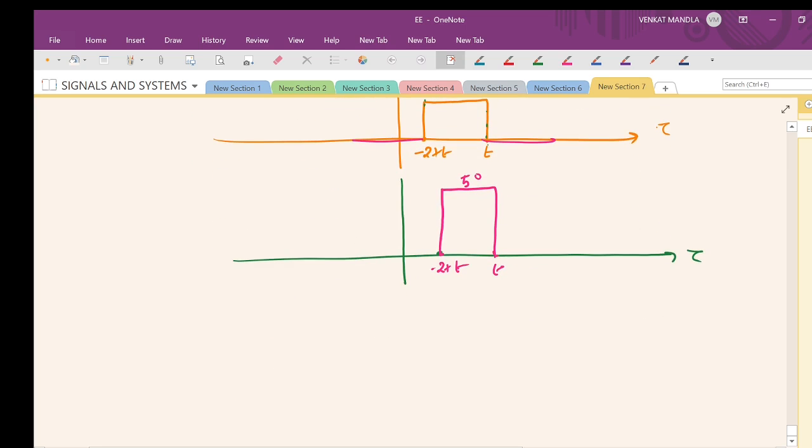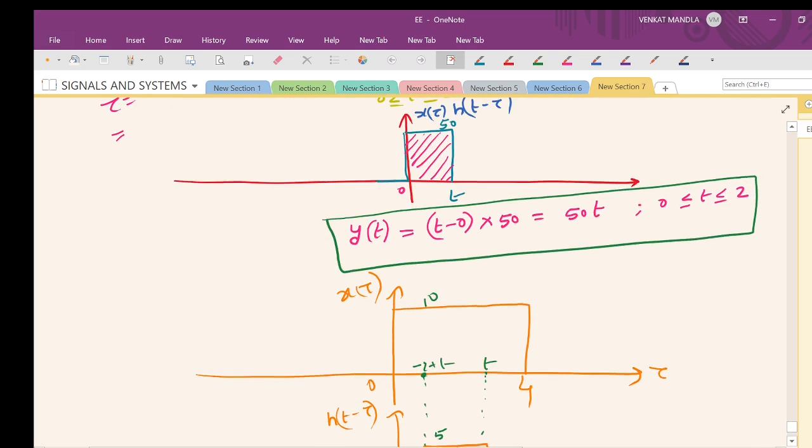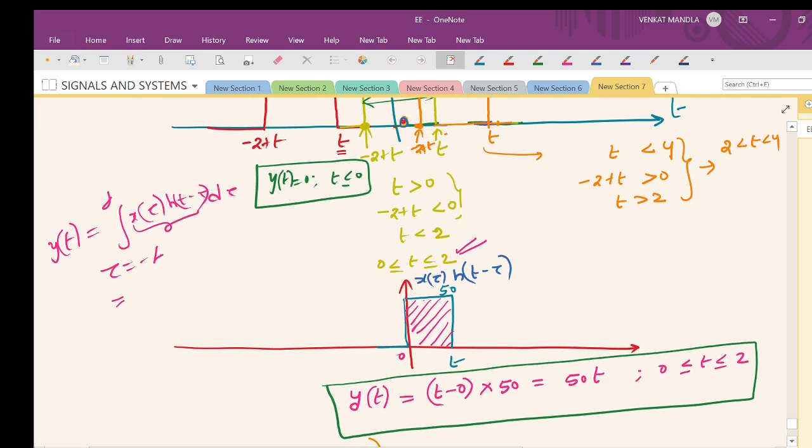Okay, so the final step is we have to find out the area, the output. Okay, this y(t), area, is: this width is 2. t minus (t minus 2) will get 2, and height is 50. 50 into 2 will get 100, and these are the limits, right? 2 to 4, 2 less than t less than 4.